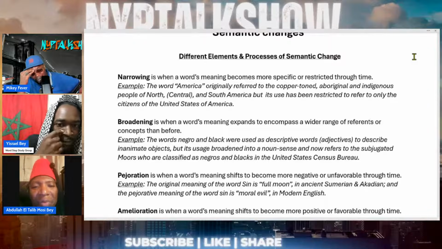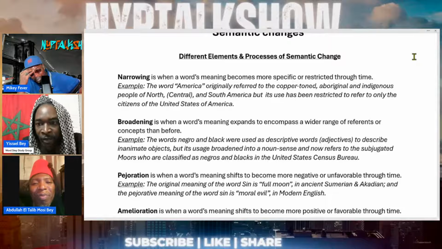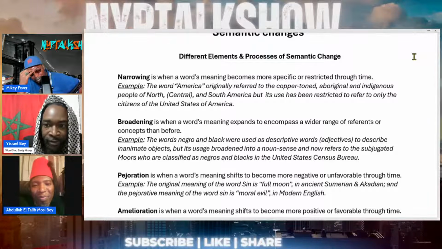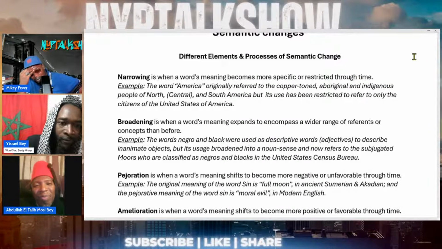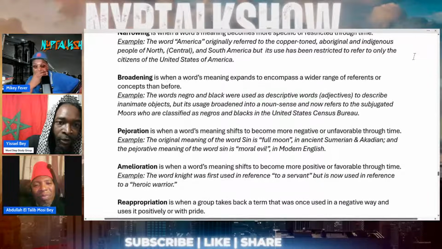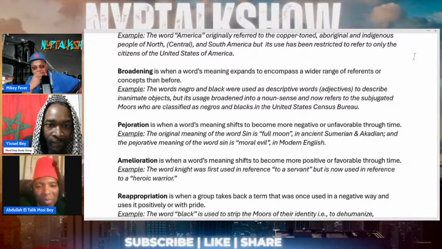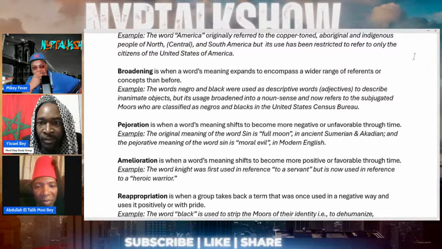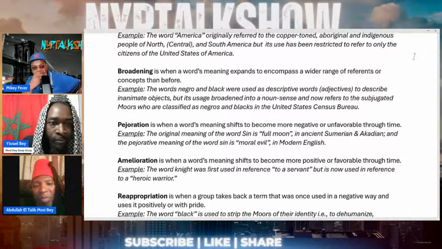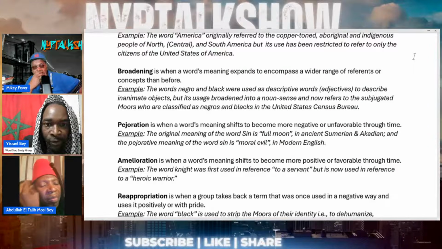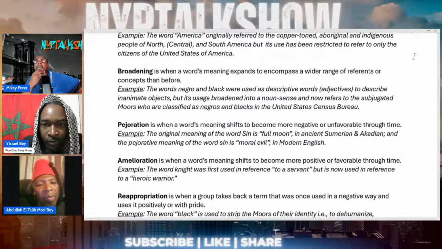Broadening is when a word's meaning expands to encompass a wider range of reference or concepts than before. Example, the word Negro and Black were used as descriptive words, adjectives, to describe inanimate objects, but its usage broadened into a noun sense and now refers to the subjugated Moors, who are classified as Negroes and Blacks in the United States Census Bureau.